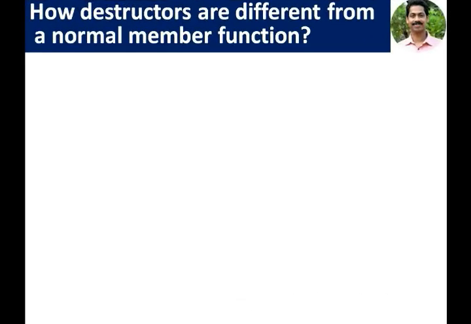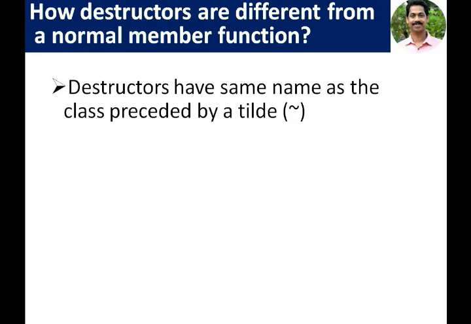So how can you identify a destructor? A destructor has the same name as the class preceded by a tilde. The tilde symbol is shown here. It is available on the computer keyboard. The constructor also has the same name as the class. To distinguish between constructor and destructor, we must put a tilde symbol in front of it. Destructors have the same name as the constructor, but start with a tilde sign.